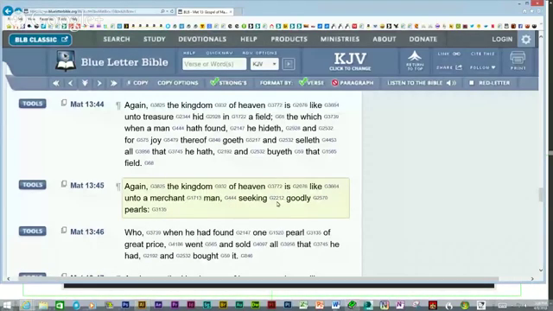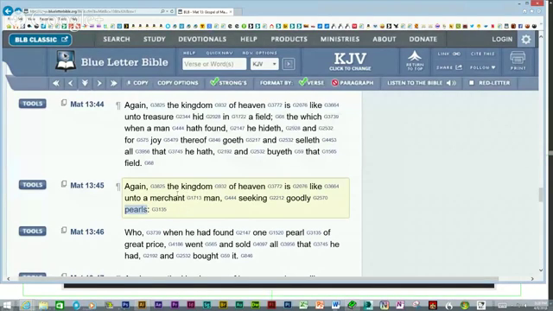All right, Matthew 13:45. And come back here. And so, all right, 45. And the kingdom of heaven is like unto a merchantman seeking goodly pearls. The word pearls means wisdom. Wisdom is always a pearl, all right?